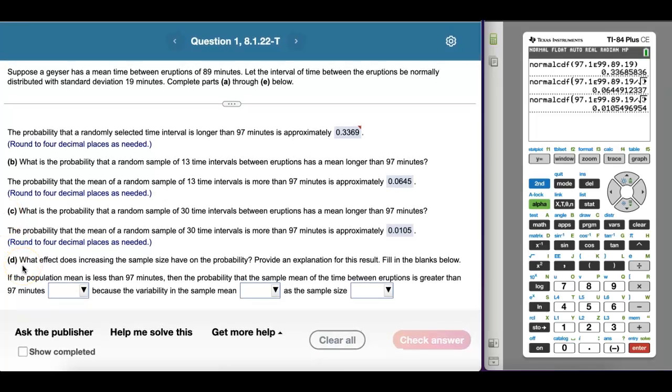In the next part, we're asked to determine an effect. What effect does increasing the sample size have on the probabilities? That was the nice thing about keeping everything else constant in parts B and C other than the sample size, is we can now determine that effect. We'll fill in these blanks below. So if the population mean is less than 97 minutes, the probability that the sample mean of the time between eruptions is greater than 97 minutes decreases because the variability in the sample mean decreases as the sample size increases.